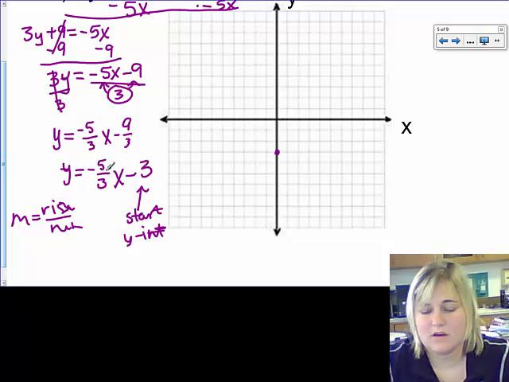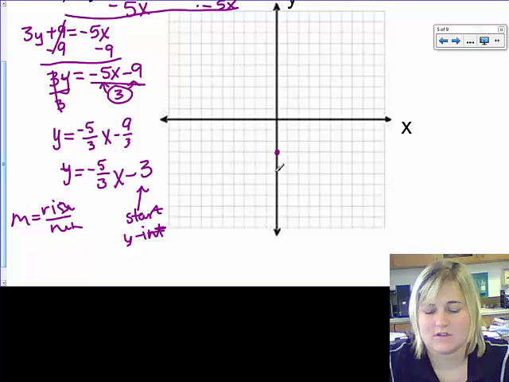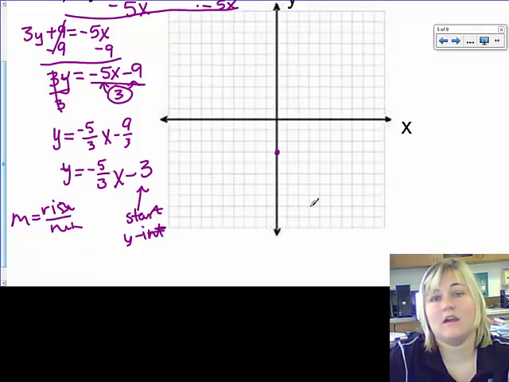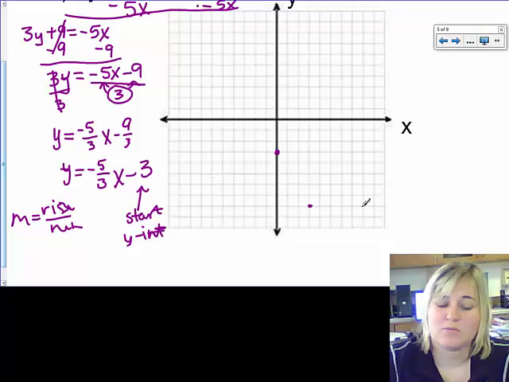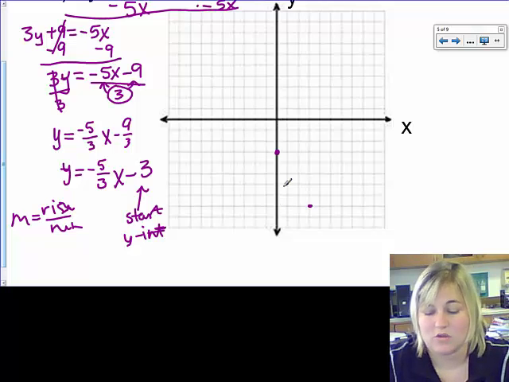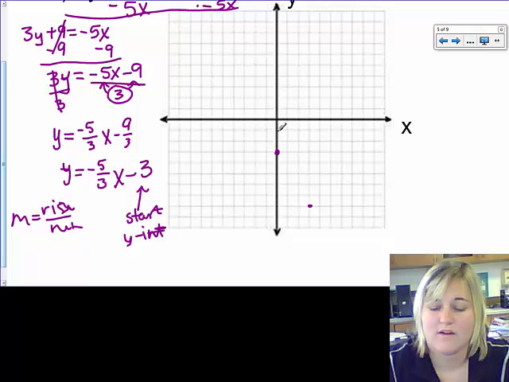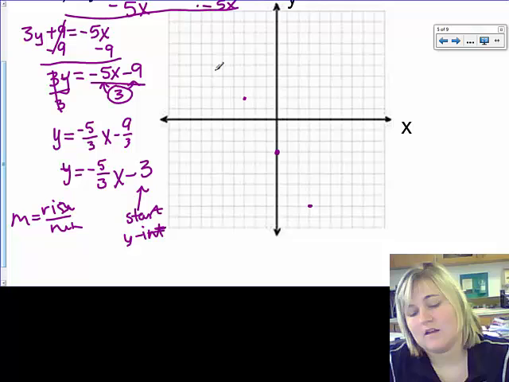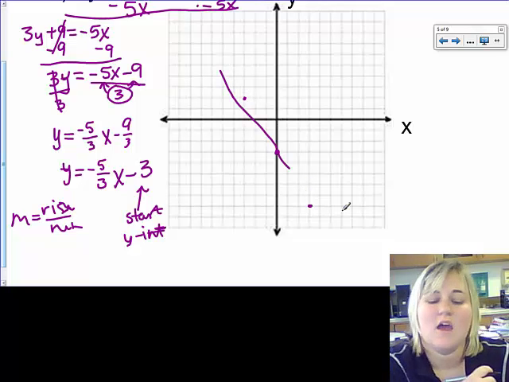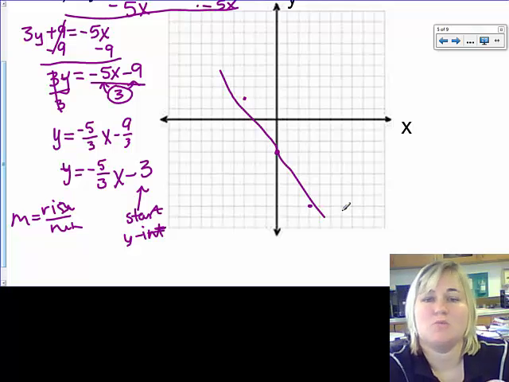And my rise is a negative 5. So I'm going to go down 5 because it's negative. So 1, 2, 3, 4, 5. And I'm going to run 3. 1, 2, 3. Now the key here is making sure that you do not represent this negative twice. I represented it once by moving down. I went down 5, right 3. You could also have gone up 5, 1, 2, 3, 4, 5, and then gone a negative 3, which would mean left 3. 1, 2, 3. You can see that those would fall on the same line.